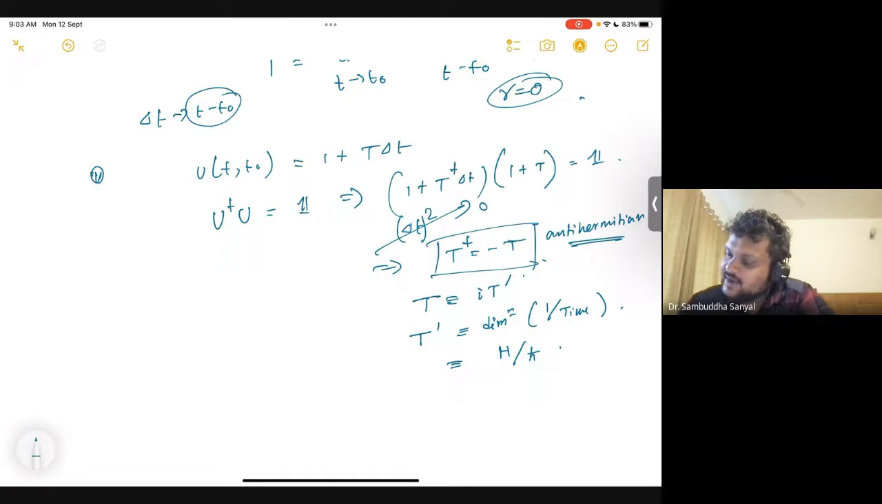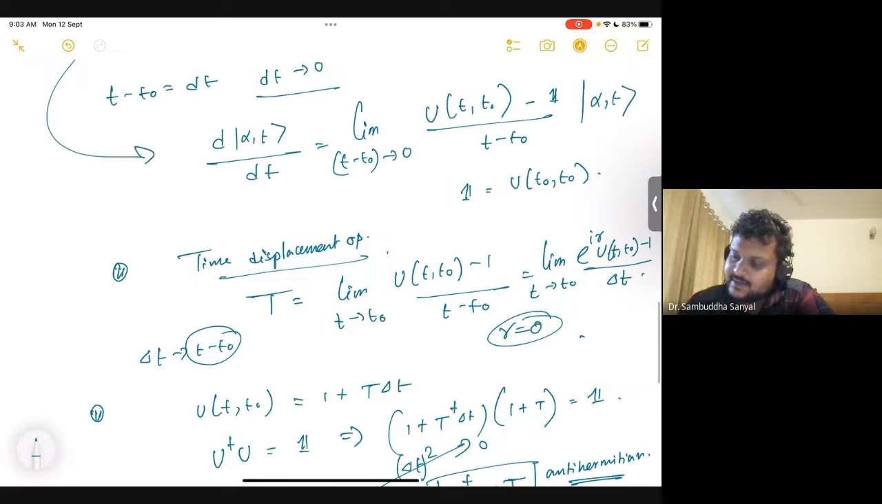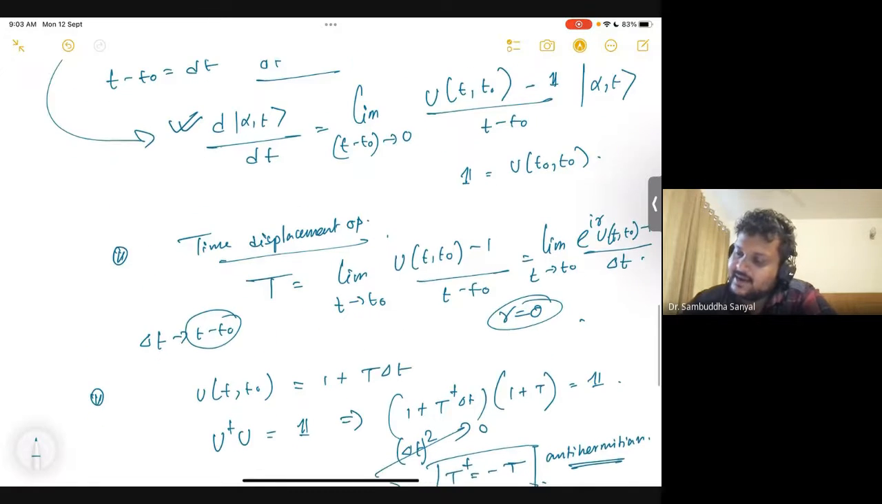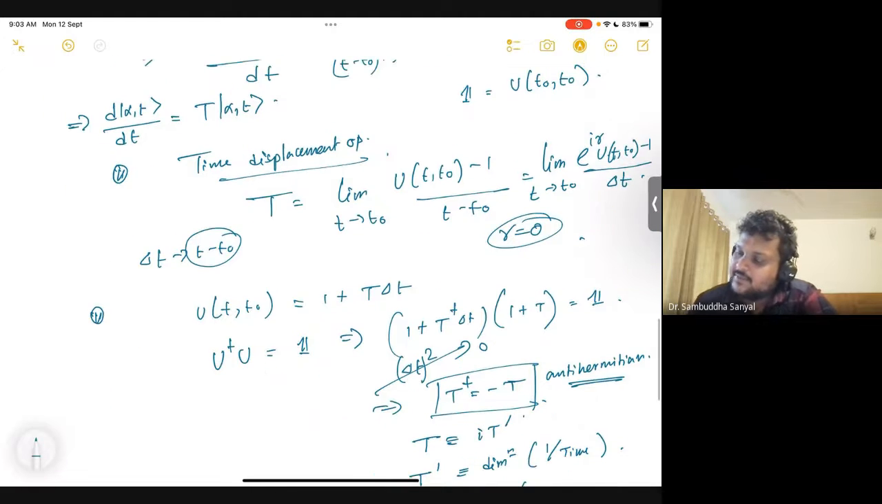Now if I plug it back into this expression, what I get is d alpha t dt equal to T alpha t, and now we have established T as minus iH by h bar.